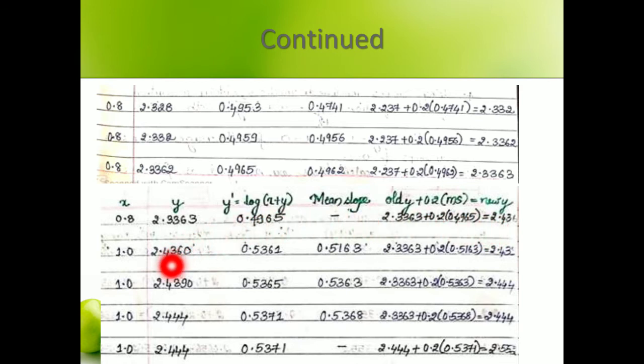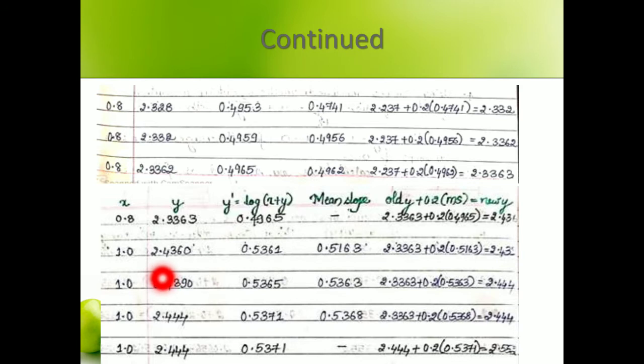Carry that in the next iteration. When x is 1, y value is 2.4360 and your new y value will be 2.4390. 2.4390, new y value will be 2.444. When y value is 2.44, your new y value will be 2.44. So 2.44, 2.44 is repeating. You can change the x value in the next iteration.